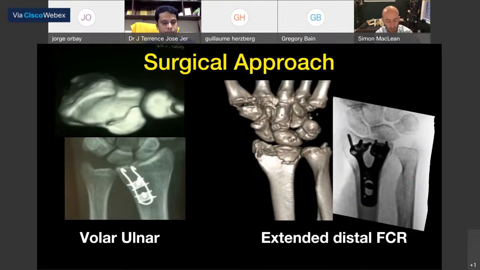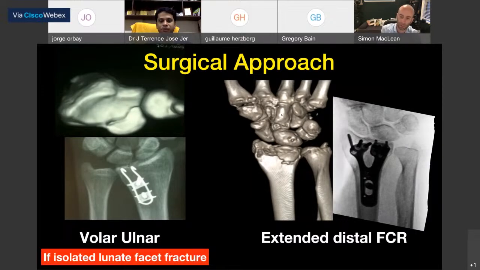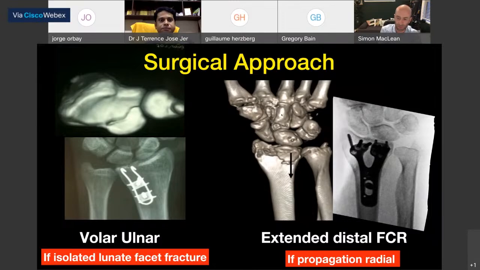So in terms of the surgical approach, for me, that's defined by the type of fracture. If the lunate facet fracture is an isolated injury, then I prefer a volar ulnar approach, and this allows direct access to the lunate facet. We then proceed with a fragment-specific fixation to contain the fragment. But if the lunate facet fracture is one component of a distal radius fracture that propagates either radially or towards the metaphysis, then I would prefer an extended distal FCR approach with oblique extension across the wrist crease. And this allows you really good ulnar to radial exposure to try and deal with the smaller capsular avulsions up towards the radius.